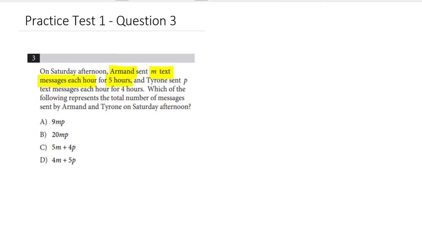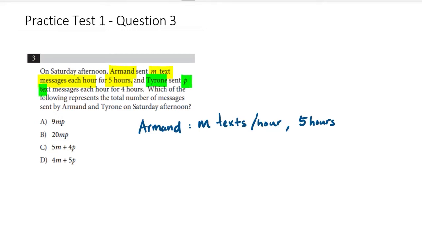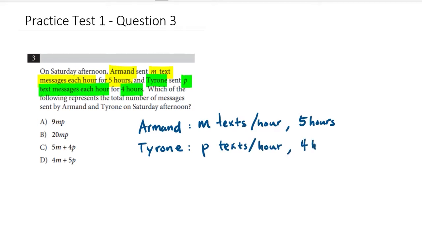Okay, so maybe before we move on to the next piece of information, we can write that down. So we've got Armand, m number of text per hour, and that is for 5 hours. Okay, and we've got a second person, Tyron. Tyron sent p number of text messages per hour, and that is for 4 hours. I'll write that down. p number of text per hour, and this time is for 4 hours.